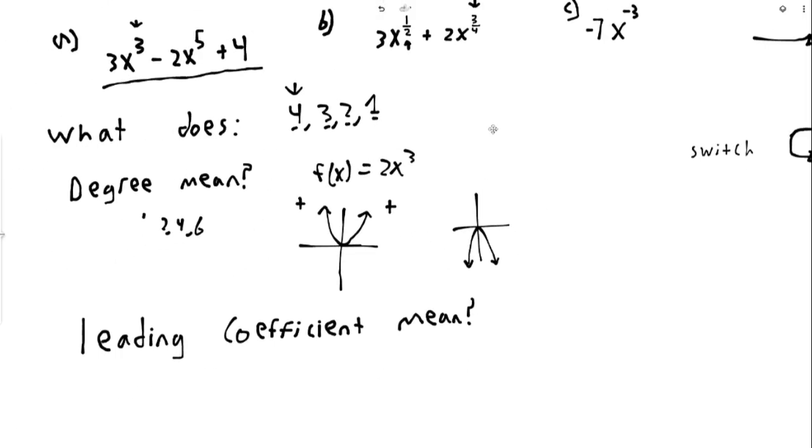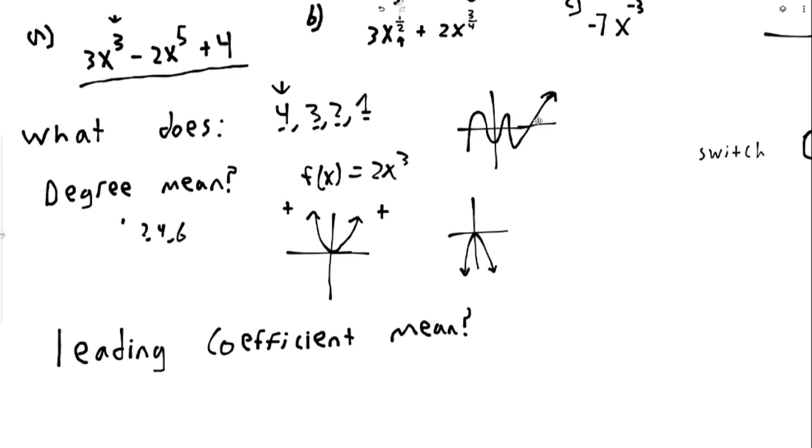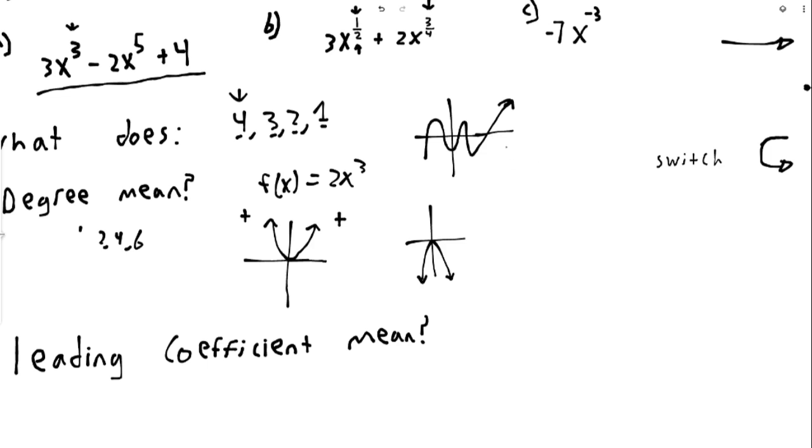So let's say I have a function that looks something like this. Would this be odd or even? Would the degree be odd or even? So it would be odd, right? Because they both end in different spots. So this one's negative, that one's positive.